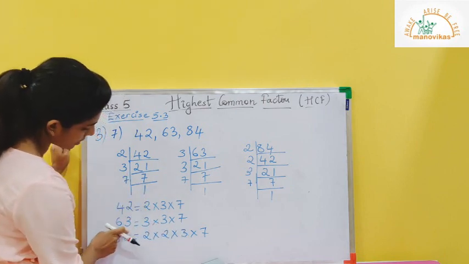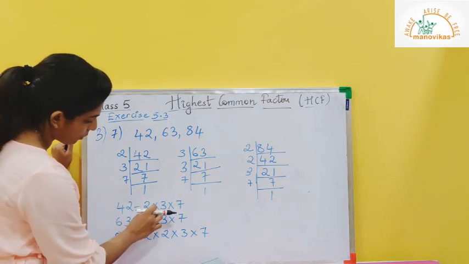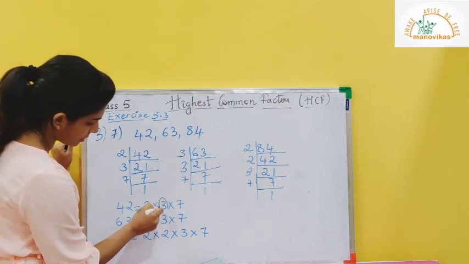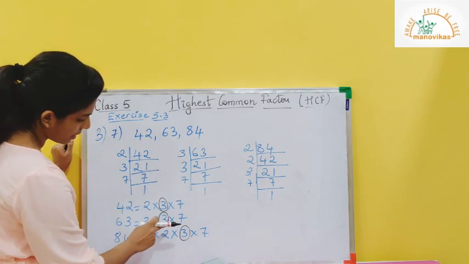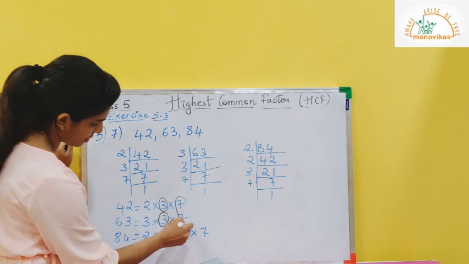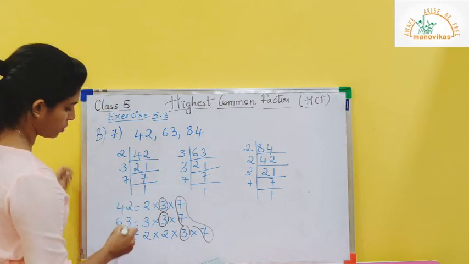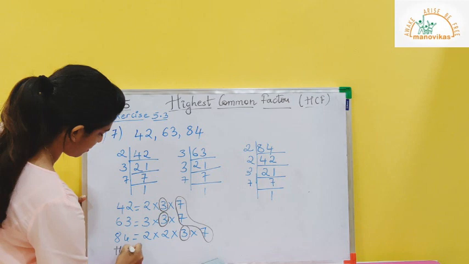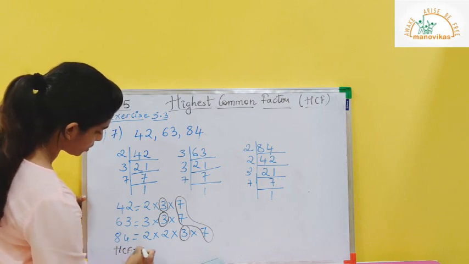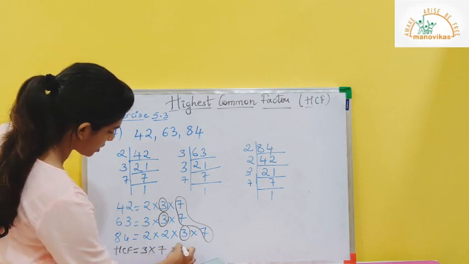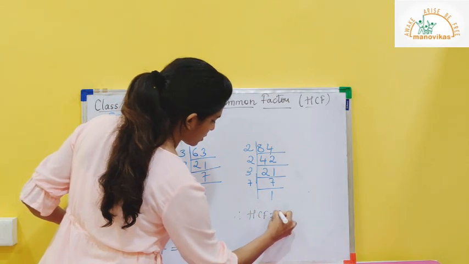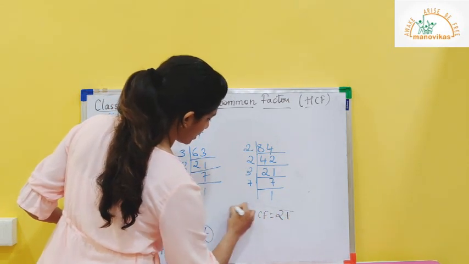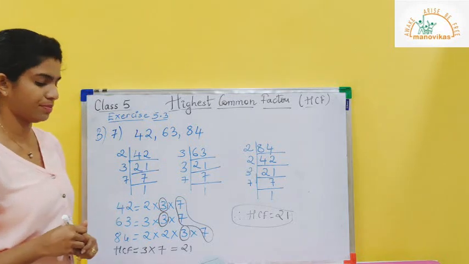There is no 2 in 63. So I move on to next number 3. I get 3 here, 3 and 3. Then is 7, 7, 7, 7. So HCF is equal to 3 into 7, which is 21. Therefore HCF is equal to 21 is the answer.